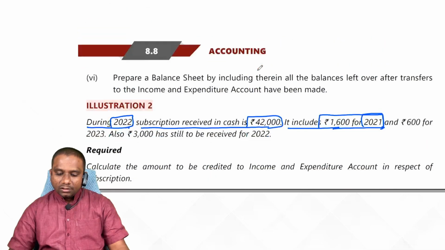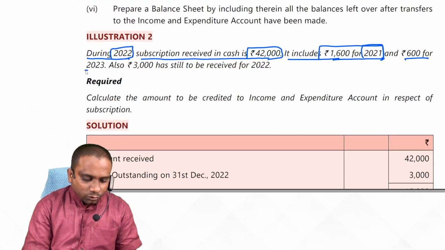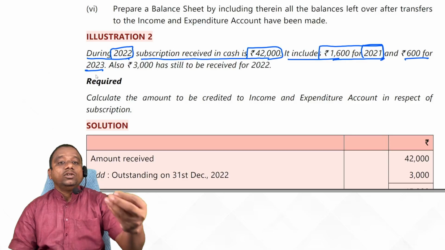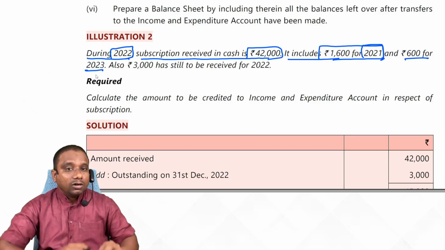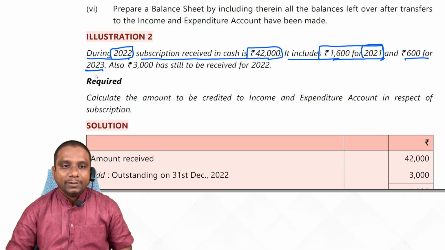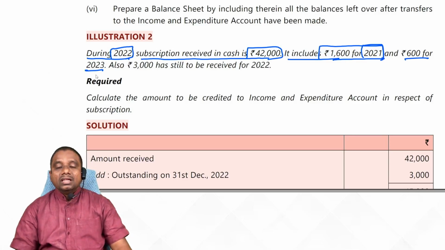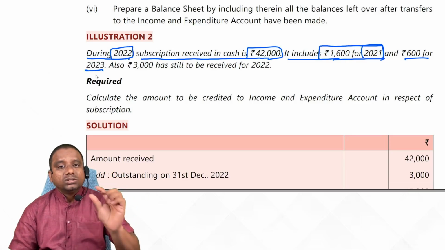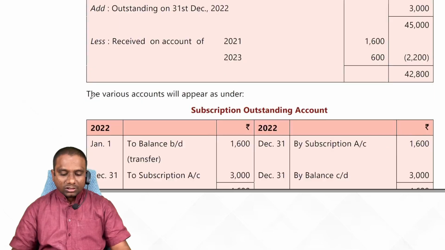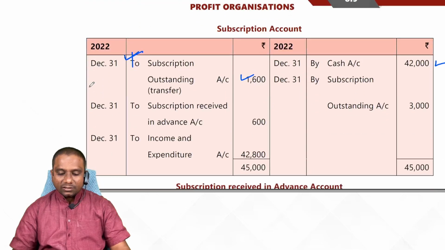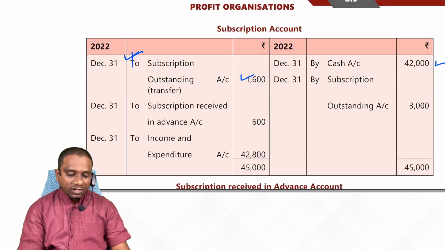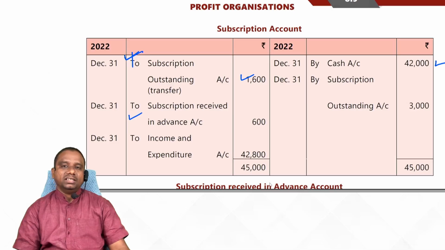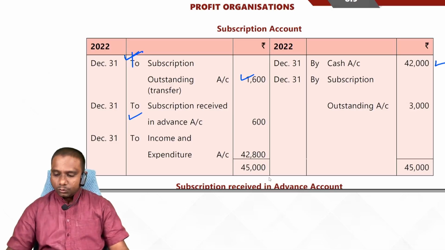Next one, and 600 for 2023 means it is relating to the next year. What is the entry we record for this adjusting entry? Subscription account debit to subscription received in advance. So the same we post into subscription account by subscription received in advance 600. Is it clear, students? Next one.